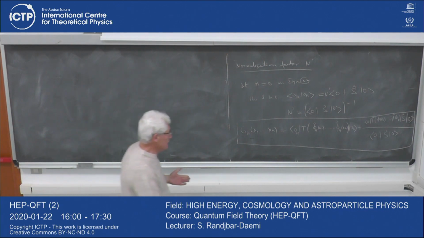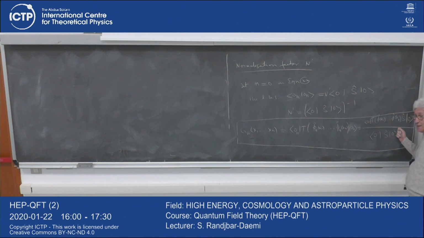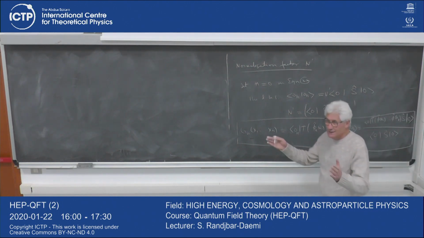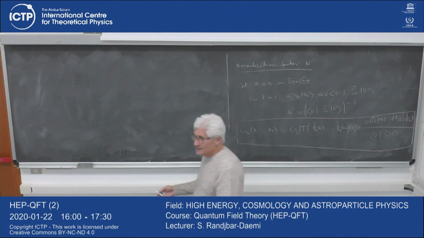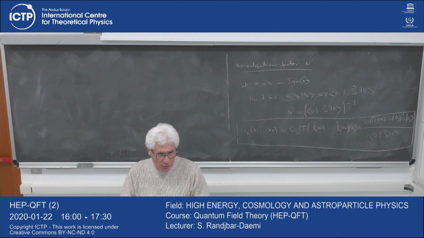The evaluation should be clear here. Since this equals the right-hand side, and in the right-hand side you have only free fields, you can expand the S hat in a power series, and then in each term you have the time ordered product of free fields sandwiched between ground states. What do you do with that? The next step: if you have the time ordered product of free fields sandwiched between ground states, how do you evaluate that? Apply Wick's theorem.